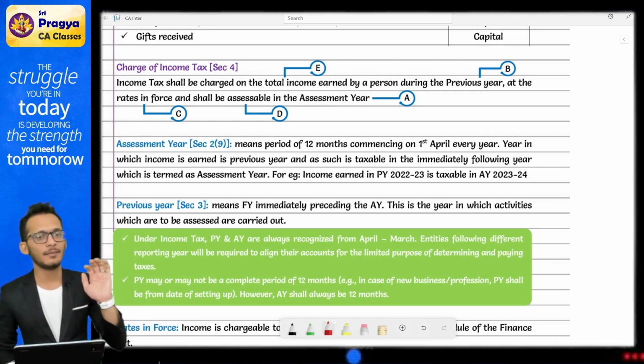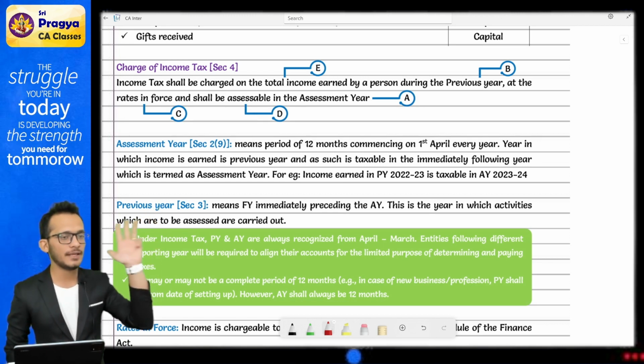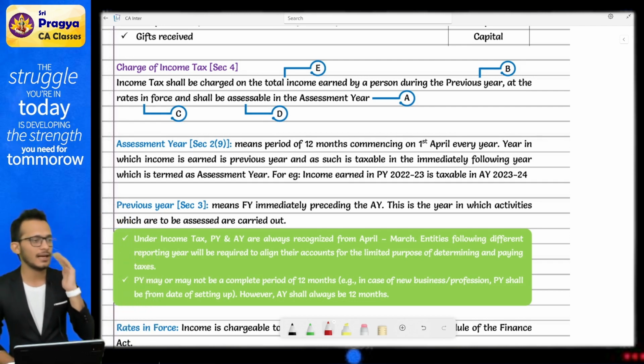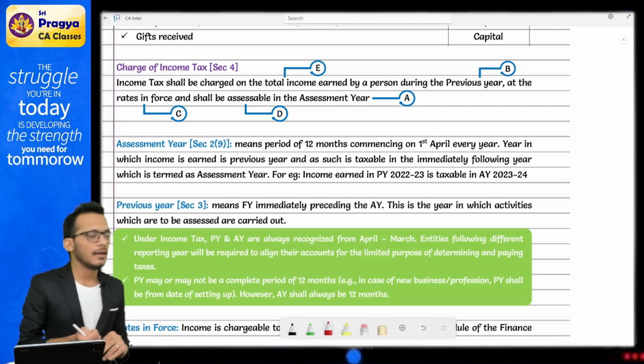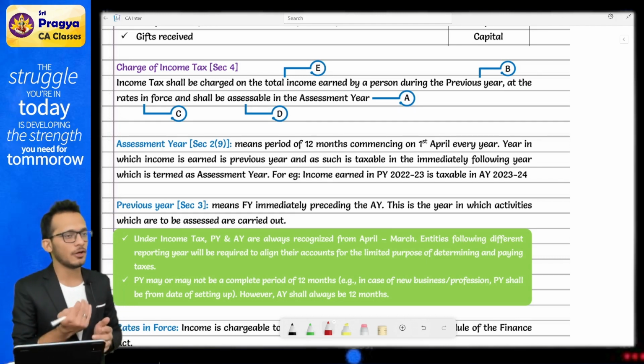From this final tax liability, you will reduce something called TDS, TCS, advance tax, self-assessment tax. All these will be your credits to reduce. After you reduce all these, you will now know your tax payable. Add something called interest. You will arrive at your final tax payable. Pay it off, and then file your return.